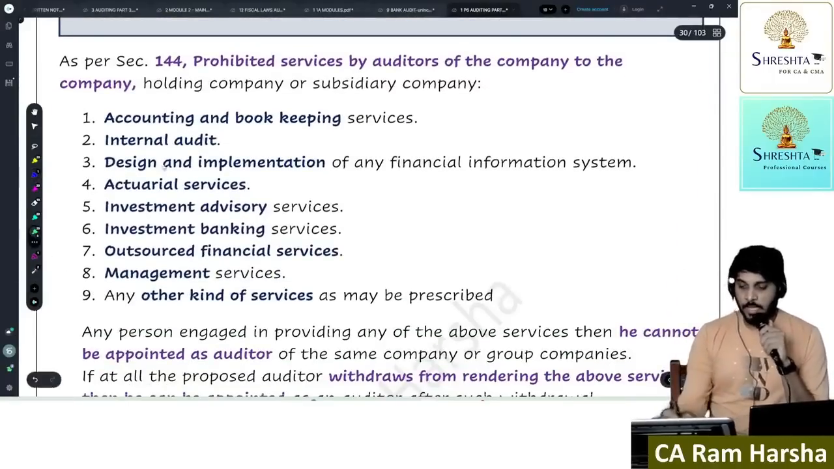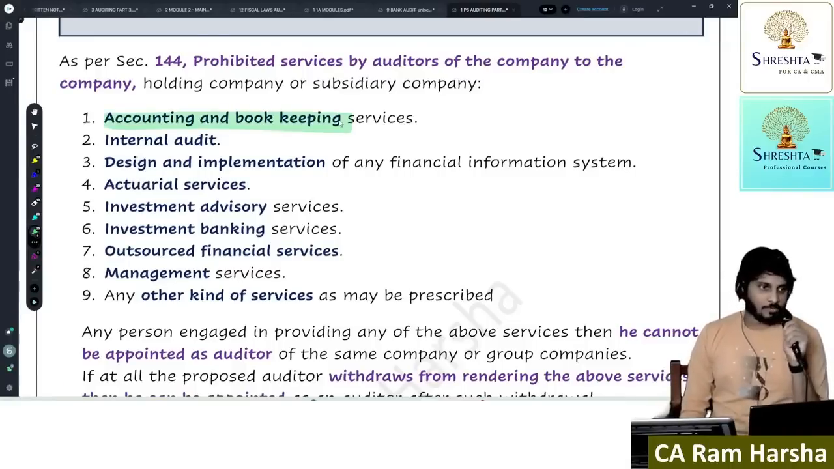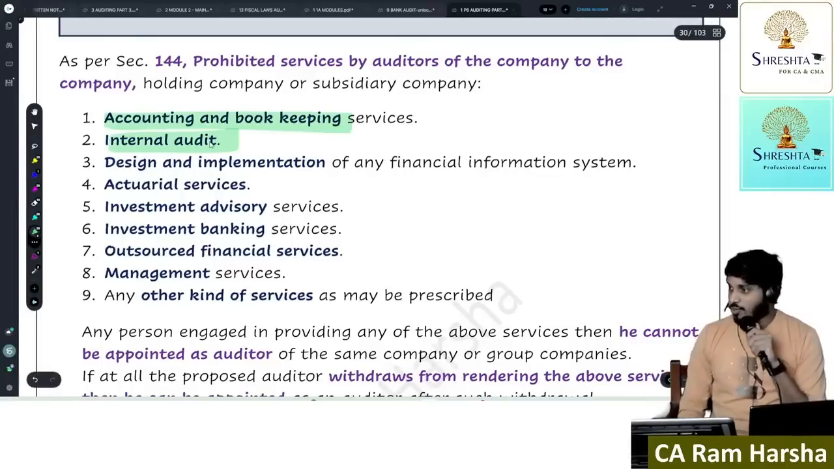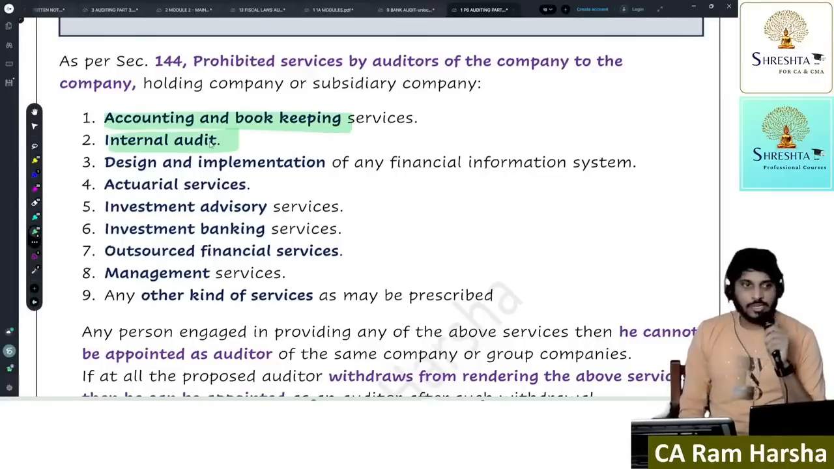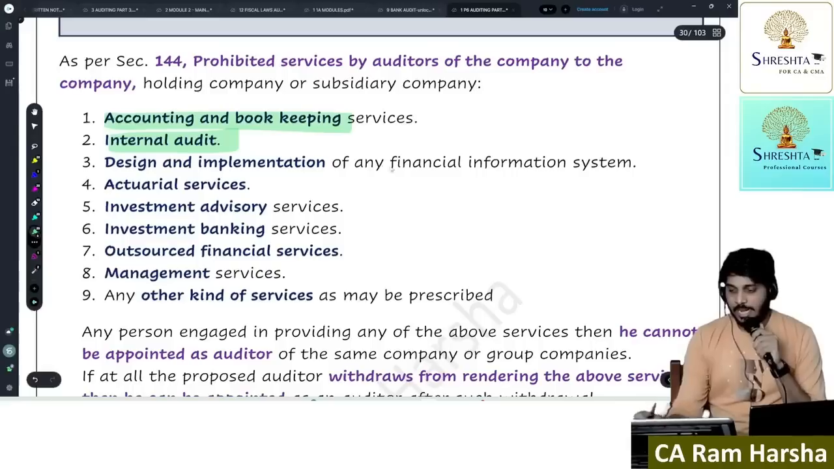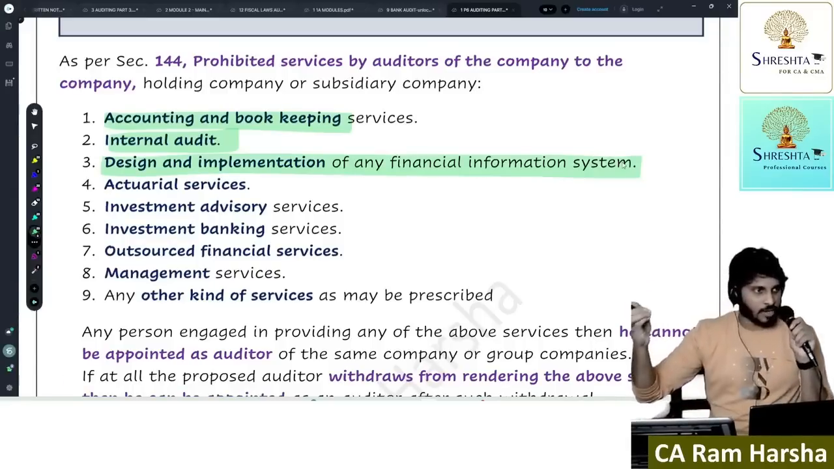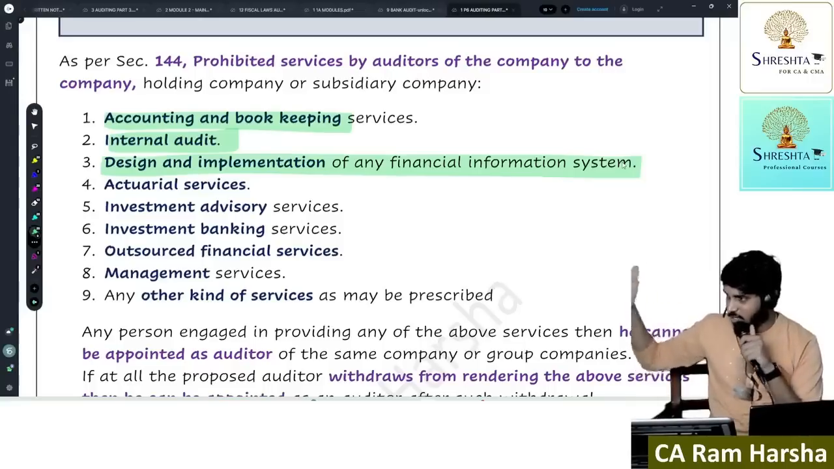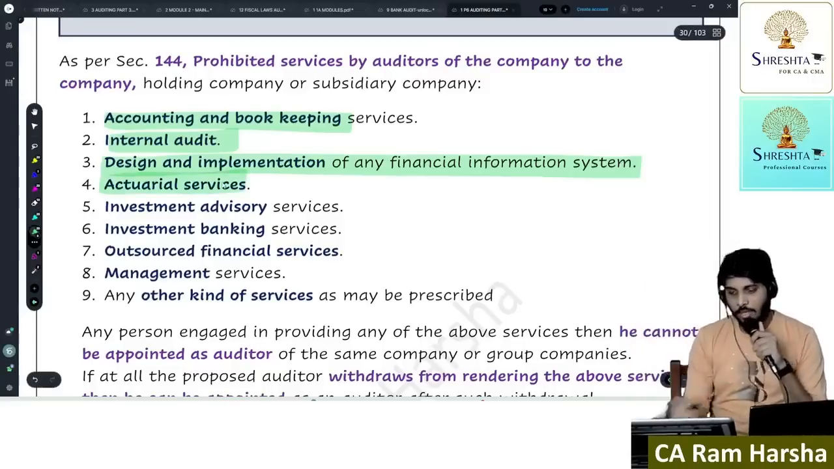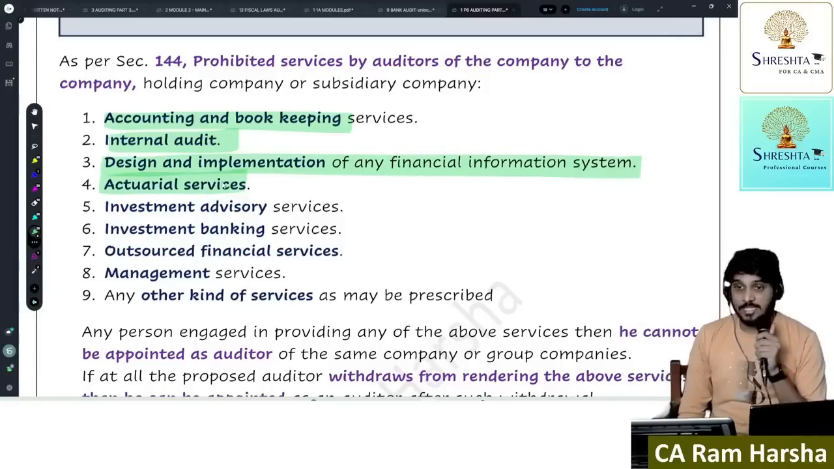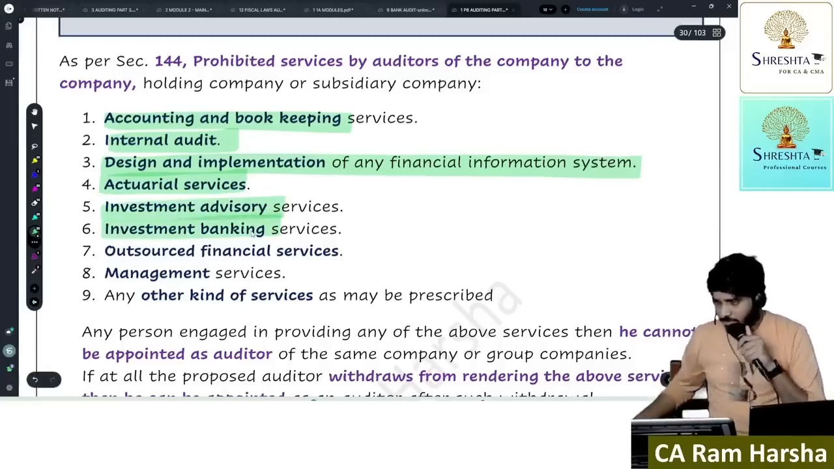What are they? Accounting services. To the same company, you cannot be accountant and auditor. Internal audit you cannot do because you are the statutory auditor. Why will you do internal audit? Implementation of financial information system. In the company, you are implementing some accounting software. You should not. You are testing some software. You should not. You cannot provide actuarial services if you are acting as auditor. You cannot do investment advisory. You cannot do investment banking.